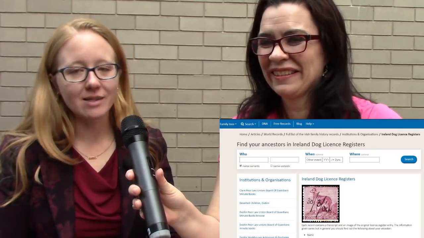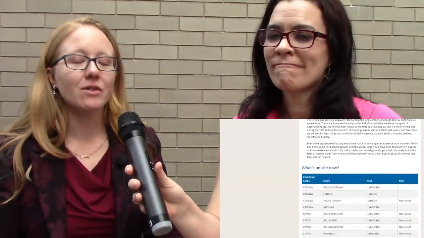In Ireland, they tax everything, and that includes permits for animals. So they created a dog license register. It lists the ancestor's name, where he was, when he was there. Sometimes you get the name of the dog, the sex, the breed, and the color. But it puts your ancestor in a time and place, and when you're talking about Ireland with massive record destruction, that's really important. Dog license registers are available on Findmypast. It's so sad that we don't have those in America.